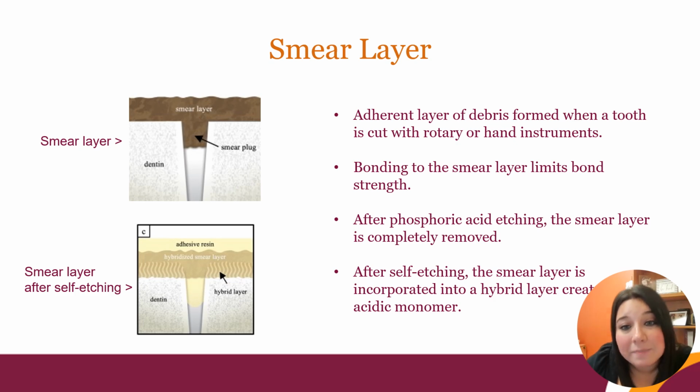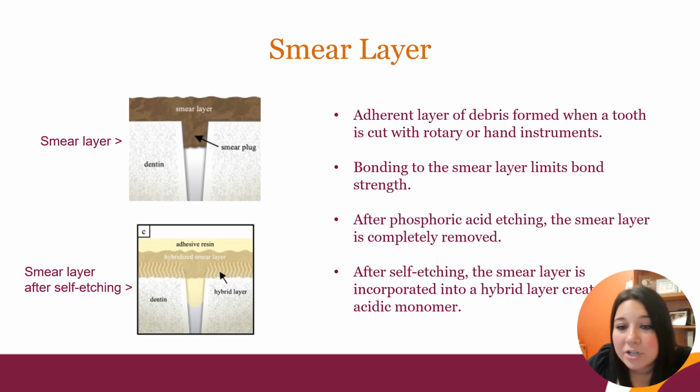So we have this smear layer, which is that layer of debris created when we are using a rotary instrument like a handpiece and bur, or even certain hand instruments like files. When we have the smear layer, bonding is ultimately affected. So what do we do to fix that? We etch. That etch is going to help remove that smear layer and open up those dentinal tubules.